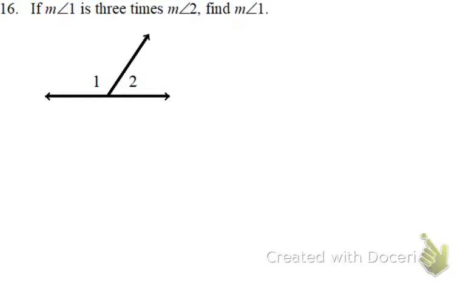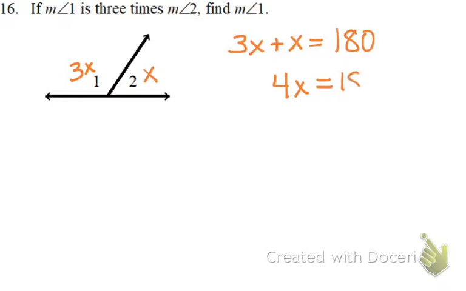X is 3 times the measure of angle 2. So if I let x represent the measure of angle 2, then angle 1 would be represented by 3 times that, 3x. Those are linear pairs, so they are supplementary. That's the supplements theorem that says that. 3x plus x must equal 180.